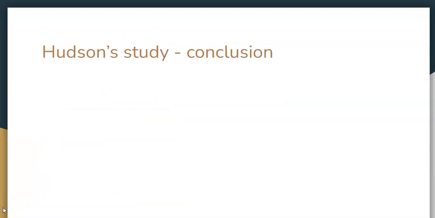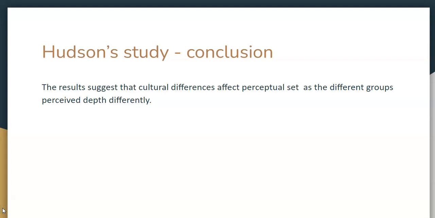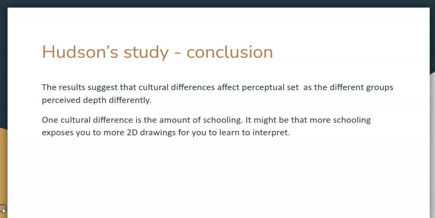So now what does this actually mean? Well, it suggests that cultural differences affect our perceptual set, as different groups perceive depth differently. So one cultural difference was the amount of schooling. It might be that the amount of schooling you have exposes you to more 2D drawings, and you learn to interpret those while you're at school.